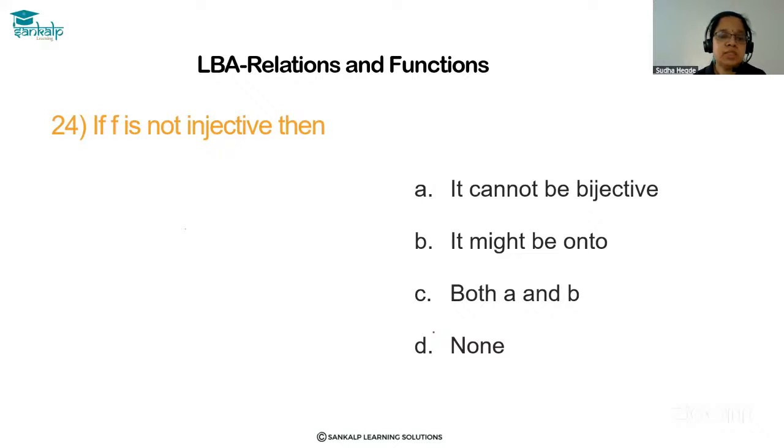Hi students, let us take the question. If f is not injective, then it cannot be bijective. It might be onto, both A and B, none. So check which one is correct.